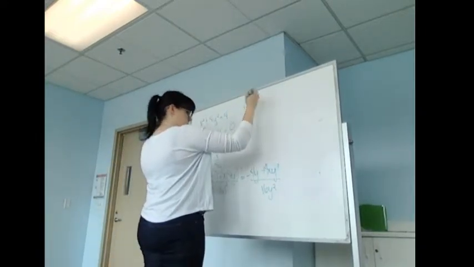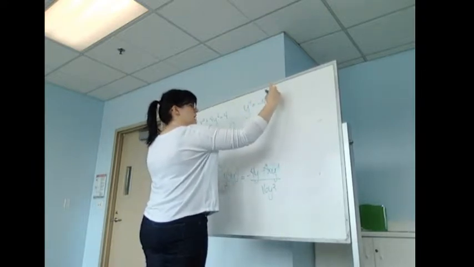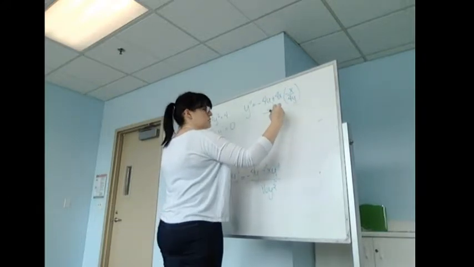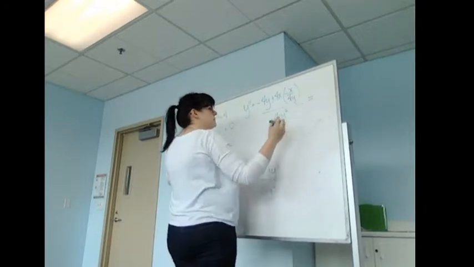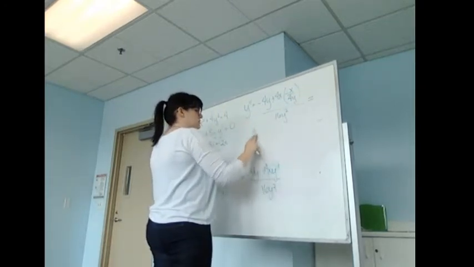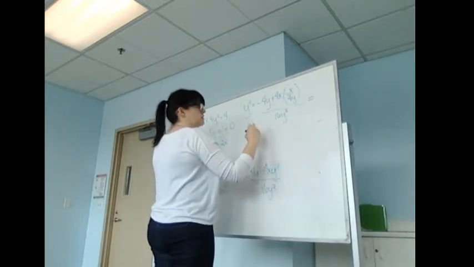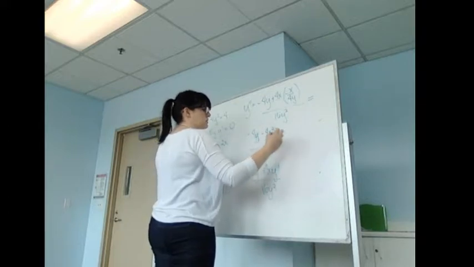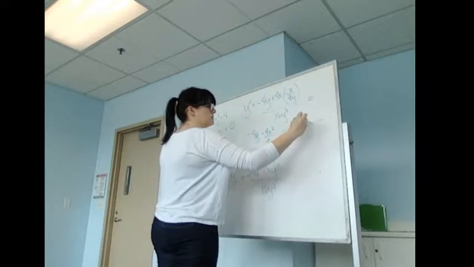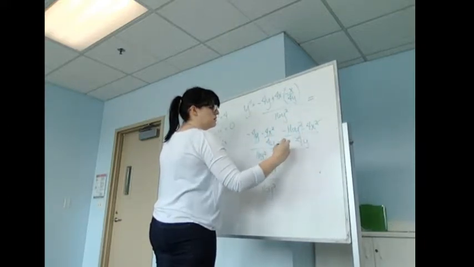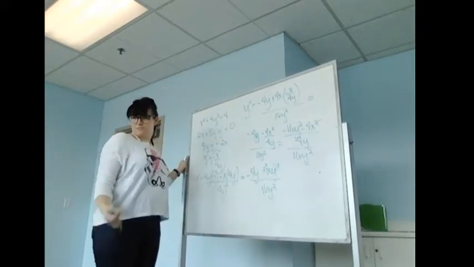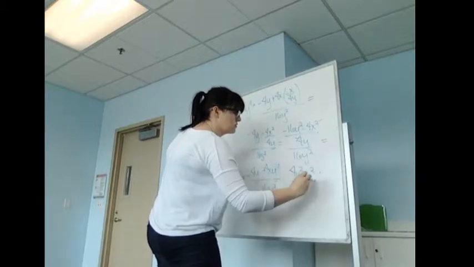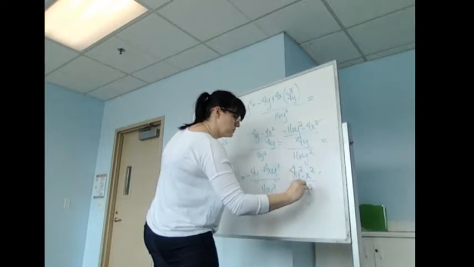So y double prime equals negative 4y plus 4x times negative x over 4y, over 16y squared, which equals negative 4y minus 4x squared over 4y, over 16y squared, which equals negative 16y squared minus 4x squared over 4y over 16y squared, which equals 4y squared minus x squared over 64y cubed. Is that the answer?